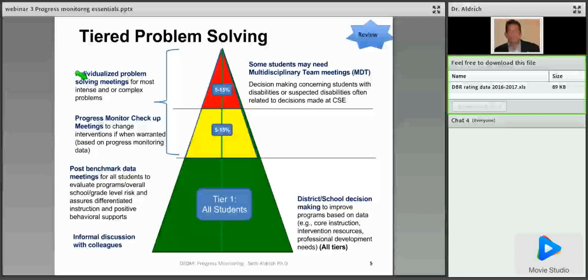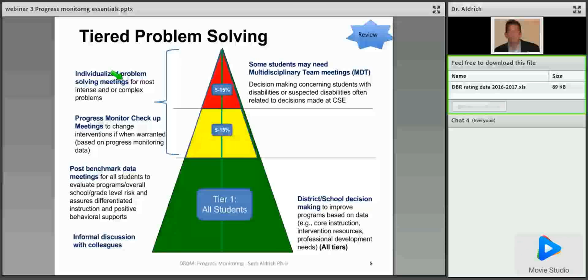This whole series of webinars is about tiered problem solving. And again, I've talked about this slide extensively. For both benchmark assessments and progress monitor checkups, we're really going to focus on these 2 areas here. Actually, post-benchmark data meetings, where we're setting up progress monitoring, but then also where we're periodically viewing progress monitoring, either at post-benchmark meetings, progress monitor checkup meetings, or individual problem-solving meetings, and really viewing that data and responding to the data.